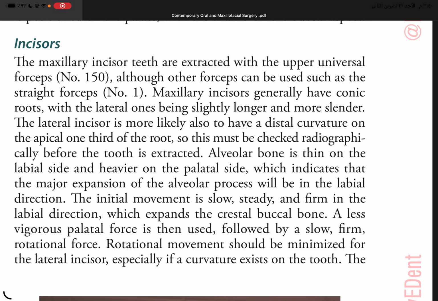The alveolar bone is thin on the labial side and heavier on the palatal side, which indicates that the major expansion of the alveolar process will be in the labial direction. The initial movement is slow, steady, and firm in the labial direction, which expands the crestal buccal bone. A less vigorous lateral force is then used, followed by a slow, firm rotational force. Rotational movement should be minimized for the lateral incisors, especially if a curvature exists on the tooth.